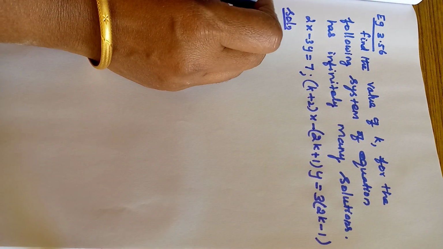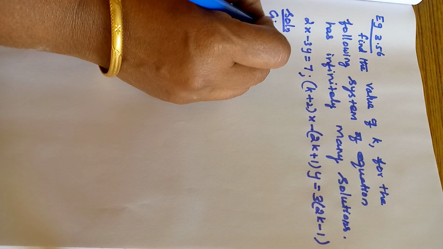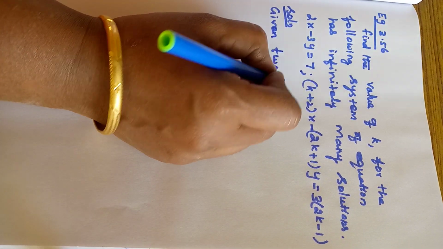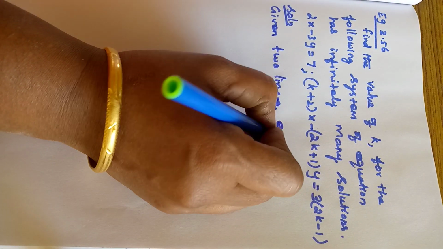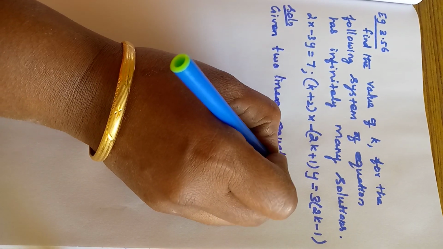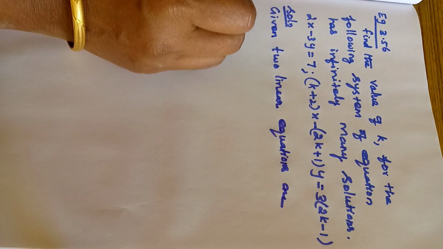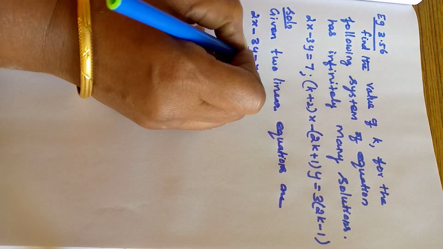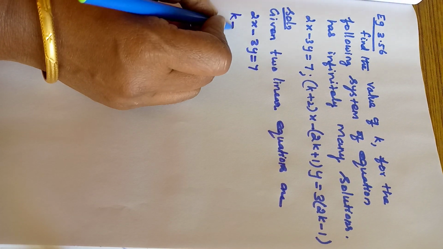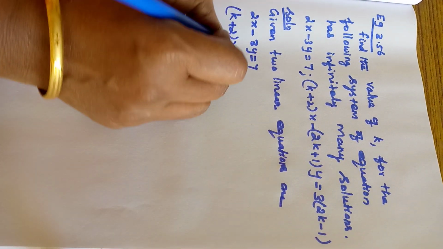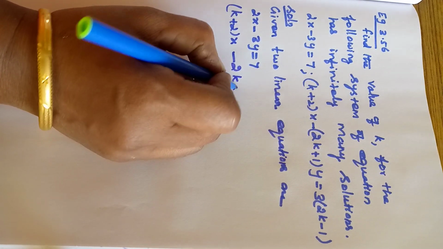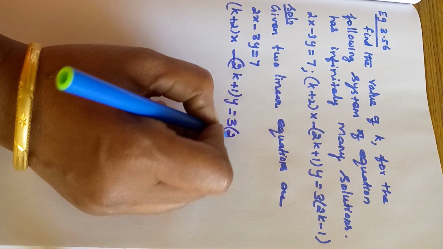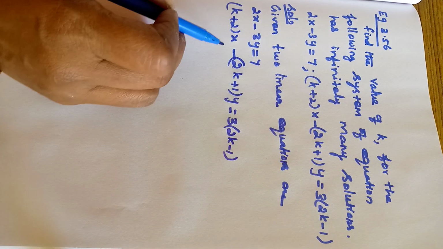Let us write the given equations. Given two linear equations are: the first one is 2x minus 3y is equal to 7, and the second one is (k plus 2) into x minus (2k plus 1) into y is equal to 3 into (2k minus 1). These two are the given equations.